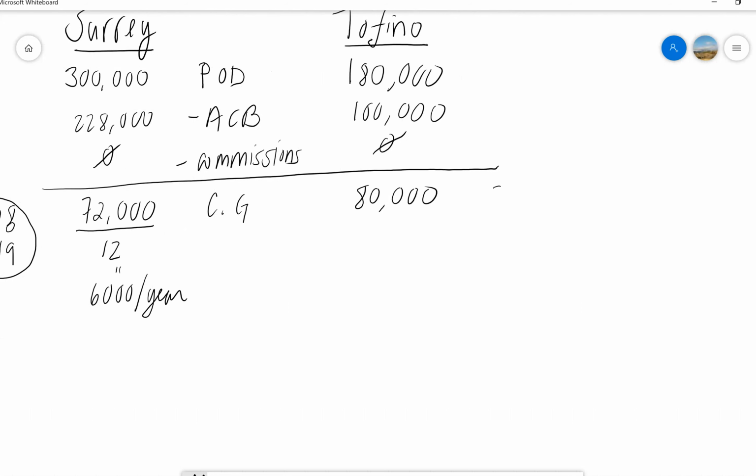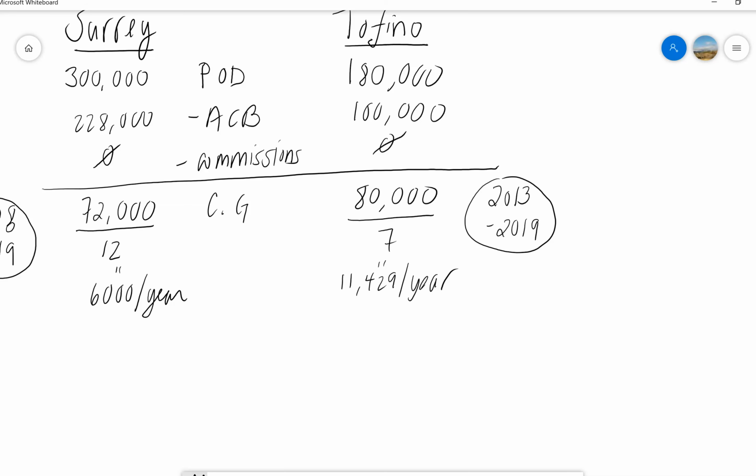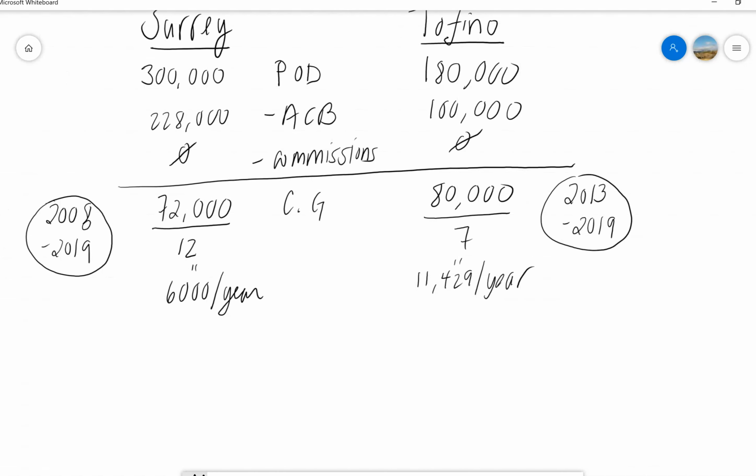The Tofino property was purchased in 2013, also sold in 2019. And once again, we cannot just go 2019 minus 2013 because we have to include the 2013 year as well. So if you figure that out, that's going to be a total of 7 years. And so the capital gain per year on the Tofino property, if we round it to the nearest dollar, is $11,429 per year.